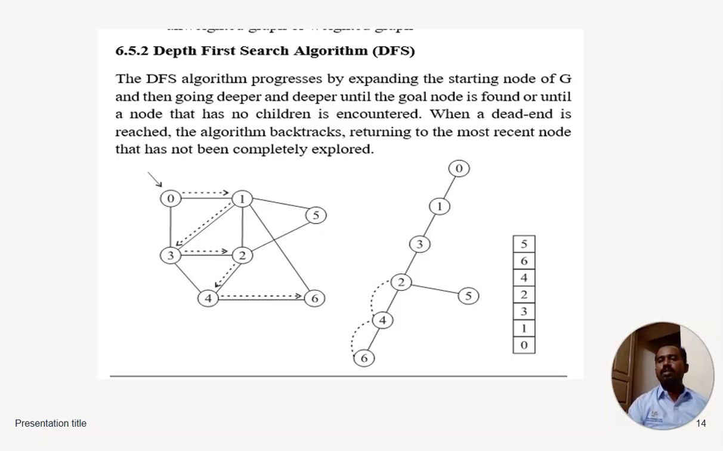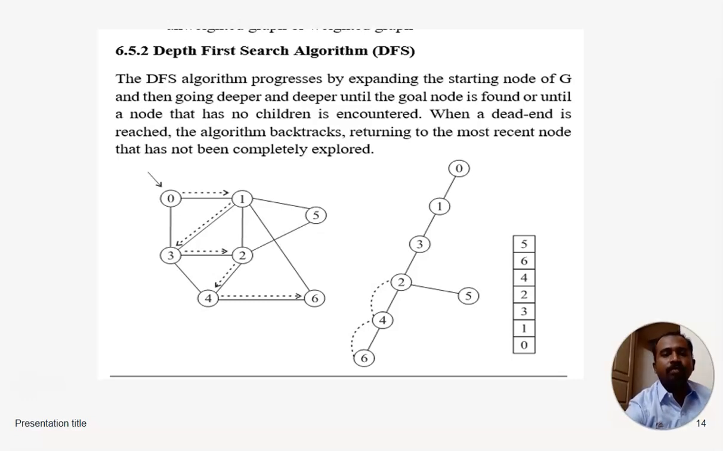Depth first search algorithm. What is meant by the depth first search algorithm? The DFS algorithm progresses by exploring the starting node of G and then going deeper and deeper until the goal node is found or until a node that has no children is encountered. When a dead end is reached, the algorithm backtracks, returning to the most recent node that has not been completely explored. This is the example diagram of DFS. DFS means going deeper and deeper, and the backtracking method is also used in this implementation.